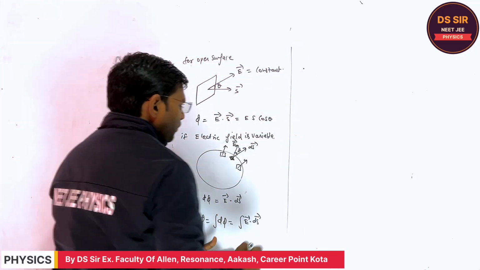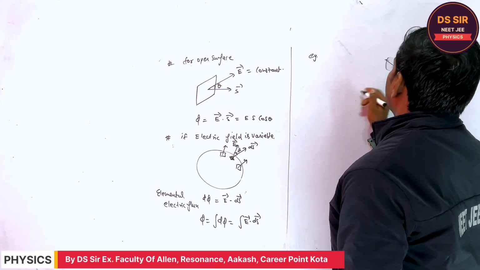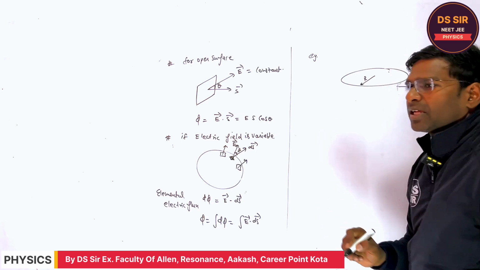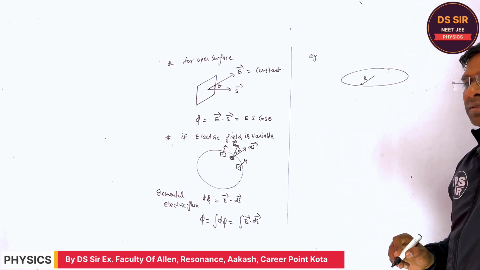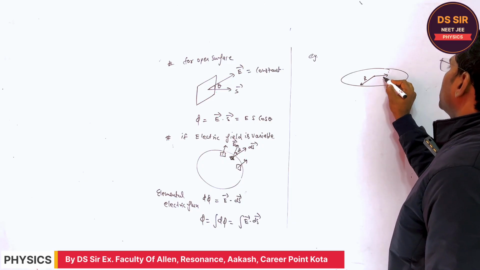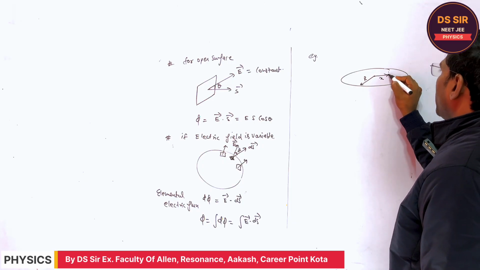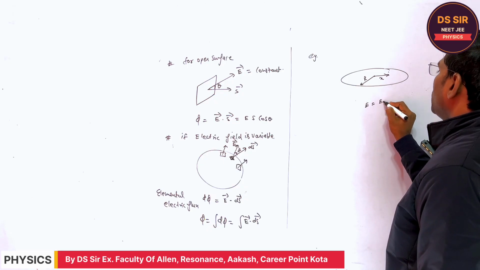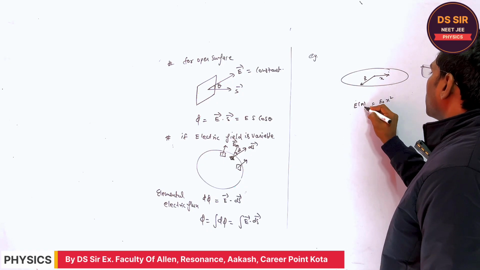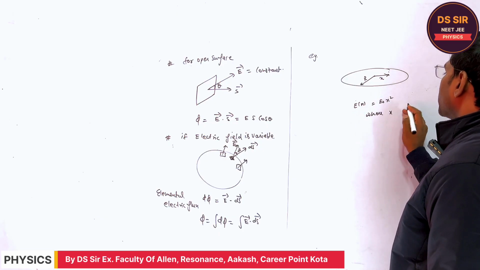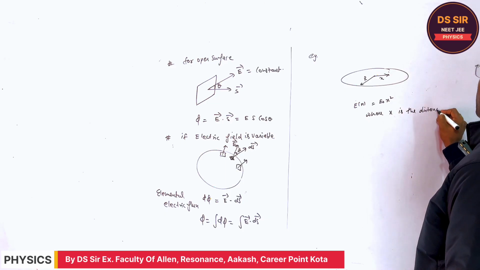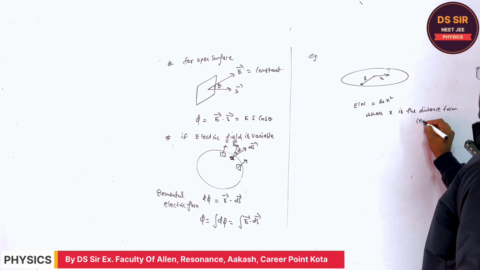Yes. For example, I am giving you the example. Suppose this is the circle of radius r. Is it clear? Yes. And at distance x, the electric field is given as E naught x square, where x is the distance from center. Are you getting or not?